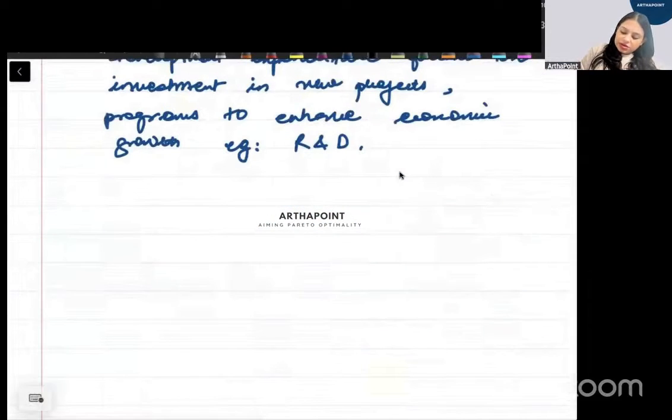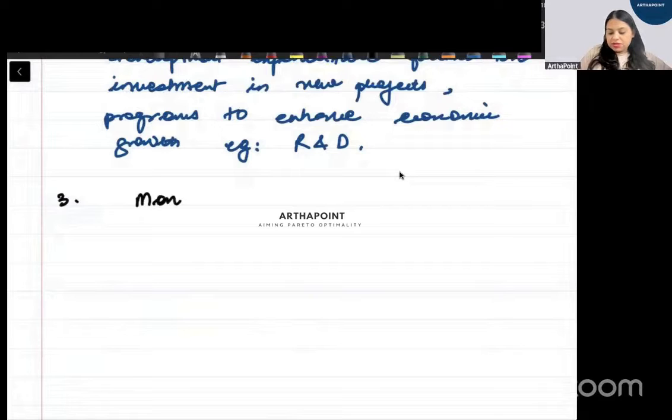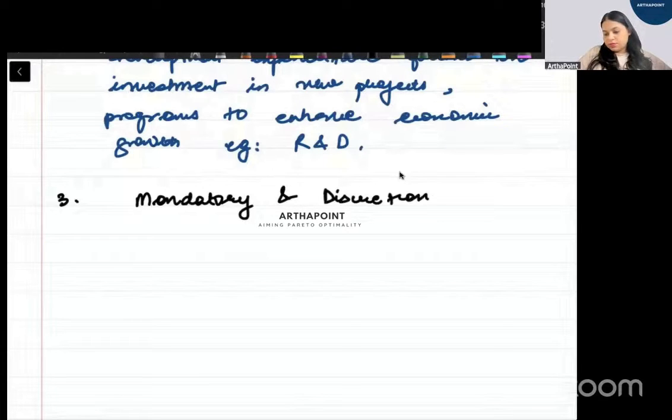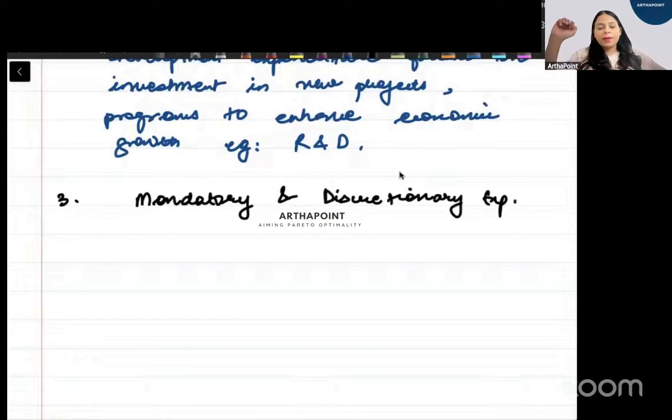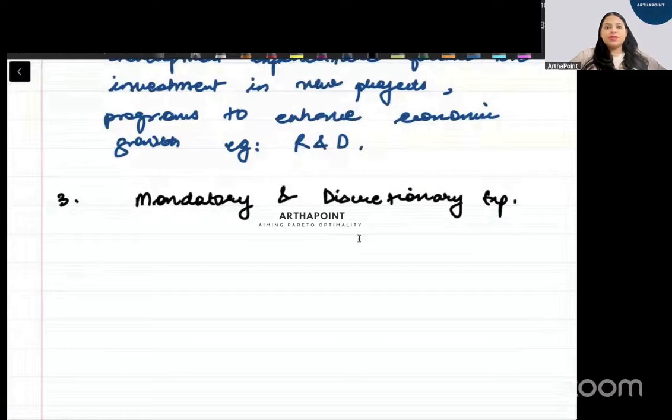The third classification we can have is mandatory and discretionary expenditure. Very clear from the words. There is nothing that needs an explanation. Mandatory expenditure is something compulsory, something legally binding for the government, like interest payment on the loan. It has to be done. Discretionary is something based on the discretion of the government, based on whether the government has money or not, something which can be adjusted by the government, like some education program. If I have money, I'll put in. If I don't, I'll not put in, right?